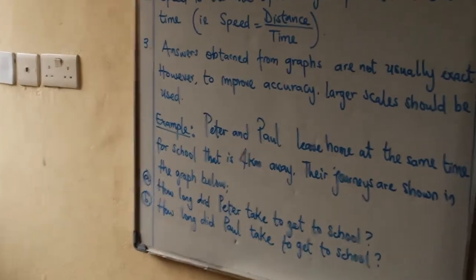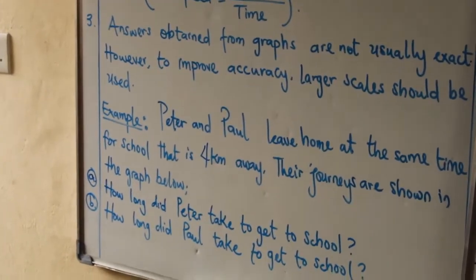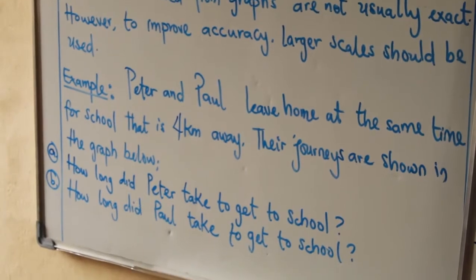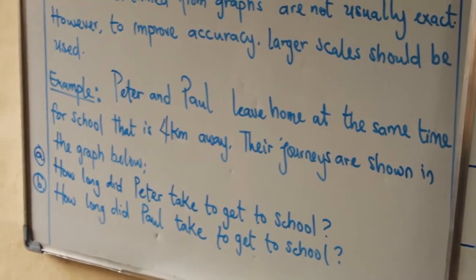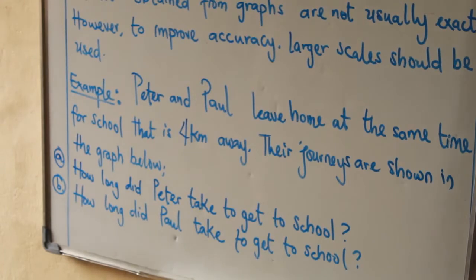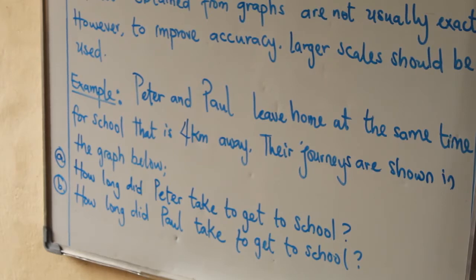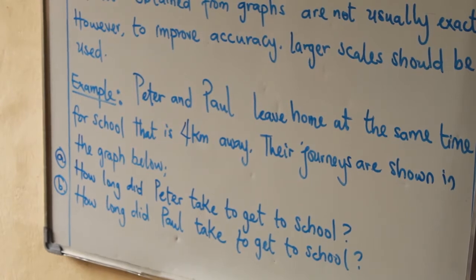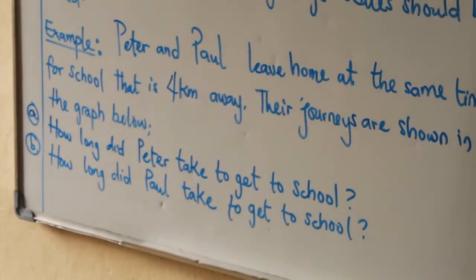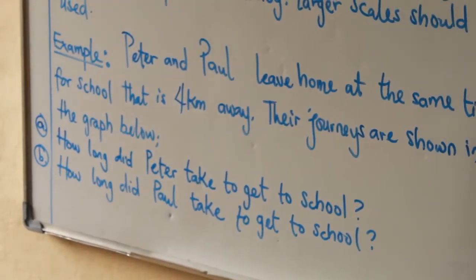Now, our example says: Peter and Paul leave home at the same time for school, that is 4 kilometers away. Their journeys are shown in the graph below. We're going to use our graphs to answer these two questions. The first one is, how long did Peter take to get to school? And the second one is, how long did Paul take to get to school?